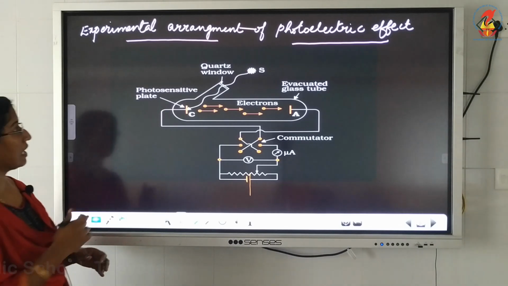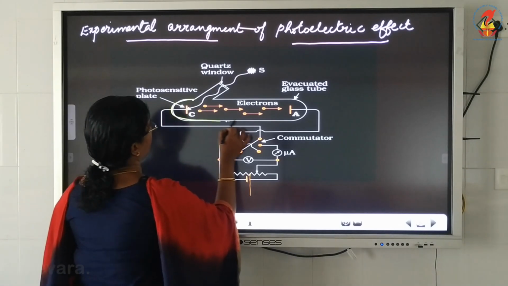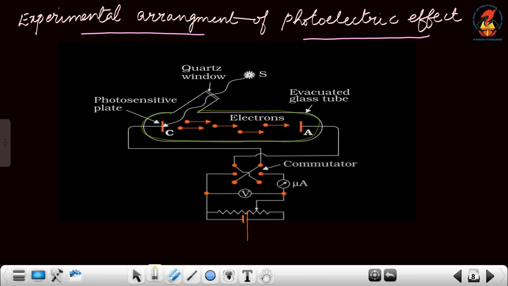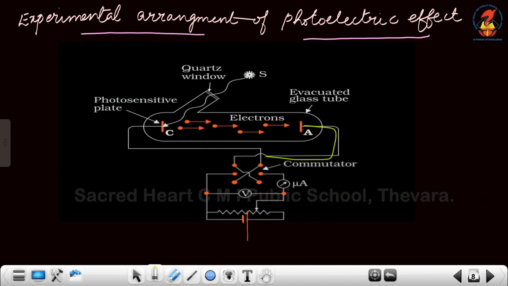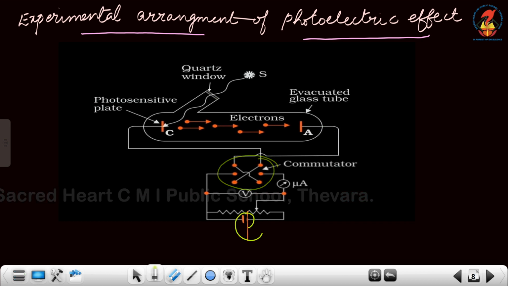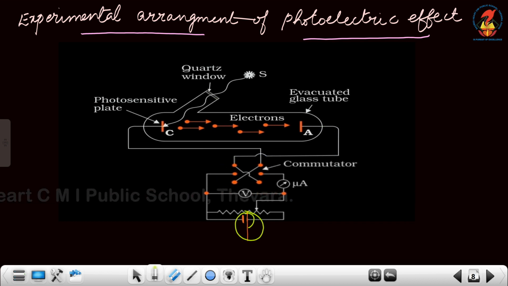The apparatus mainly consisted of an evacuated glass tube which contains two electrodes: the emitter, denoted by the letter C, made of photosensitive material, and the second one, the collector, E. Now these two electrodes are connected to an external supply with the help of a commutator, and in the first case the collector was connected to the positive side of the battery and the emitter to the negative side of the battery.